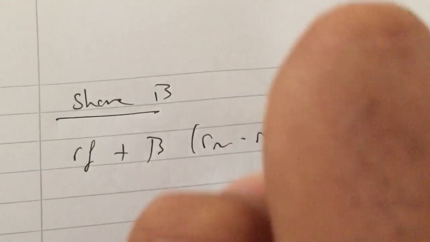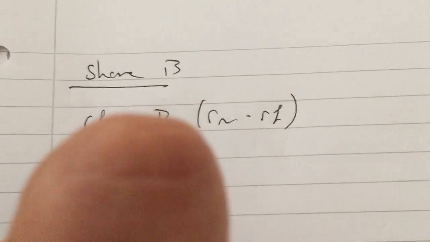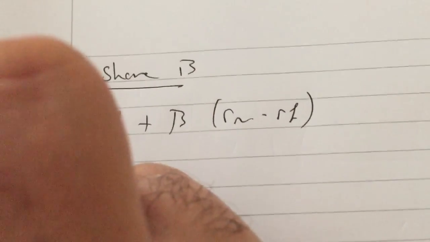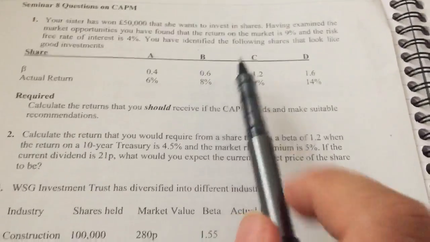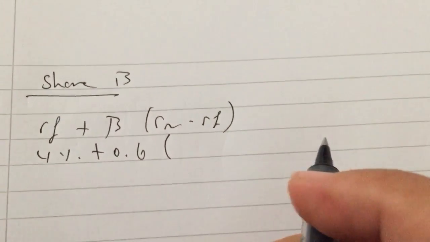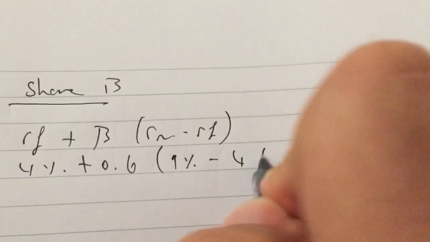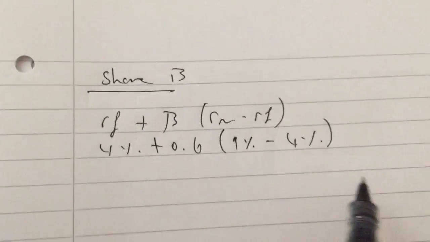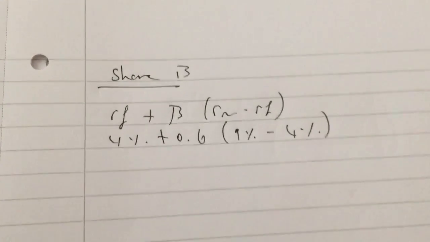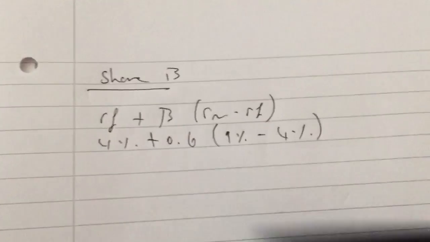We're looking at the same formula, RF plus beta, RM minus RF. And our return for the risk-free, we know is 4% already. They gave us this in the question. So beta, we're looking at share B. Share B's beta is 0.6. The RM, we know the RM is 9%. And RF, again, 4%. Everything is the same in this formula apart from beta. Beta is the only thing that keeps on changing. So work it out.